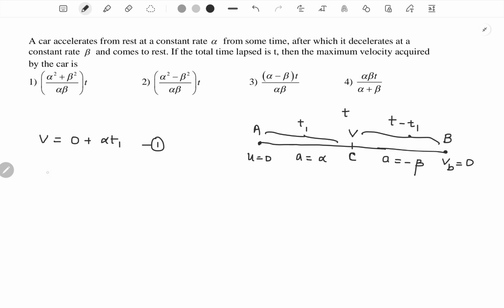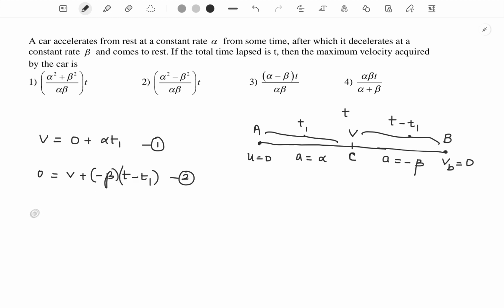Similarly, if we consider the motion from C to B, final velocity is 0, initial velocity is v, plus acceleration is minus beta into the time taken to go from C to B, which is t minus t1. So the idea to find the velocity v here is, from these two relations, we can find t1. Once we get t1, we can find v.